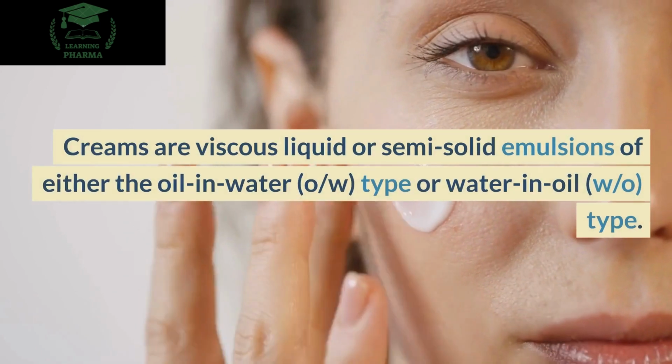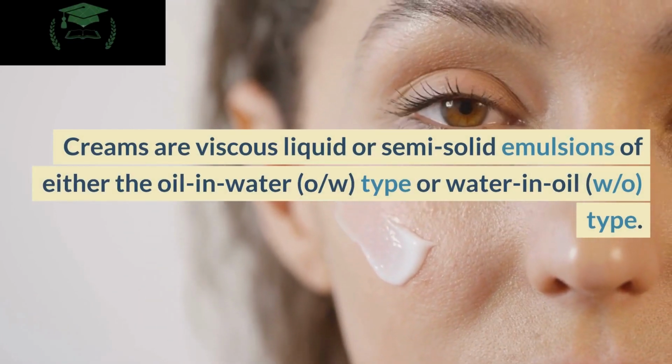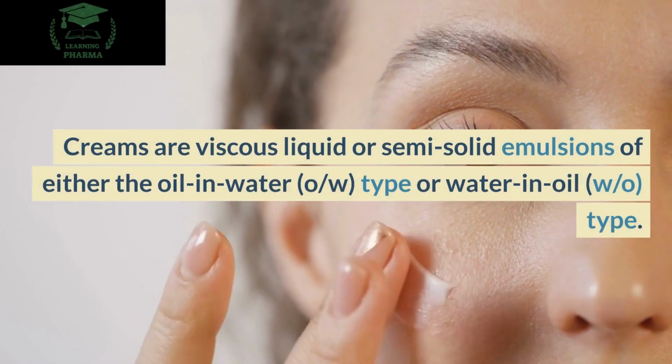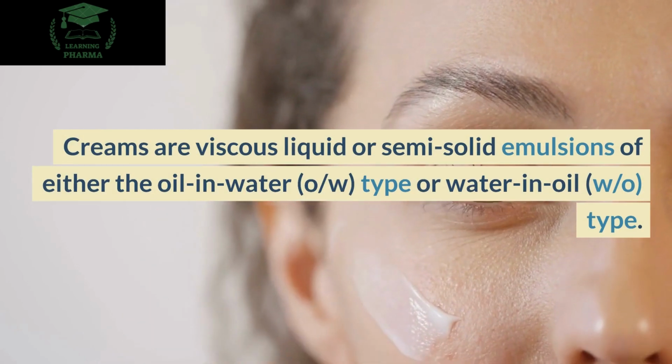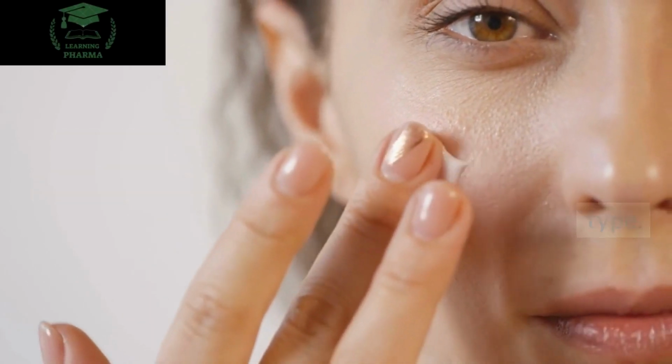7. Creams. Creams are viscous liquid or semi-solid emulsions of either the oil in water, O/W, type, or water in oil, W/O type.